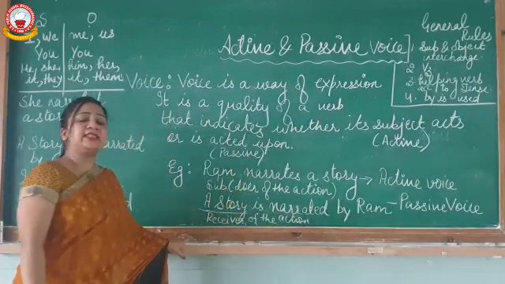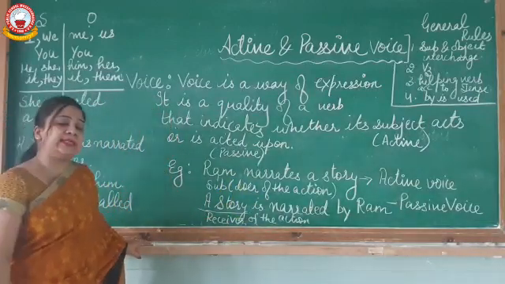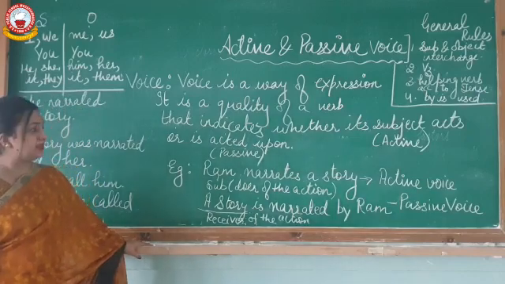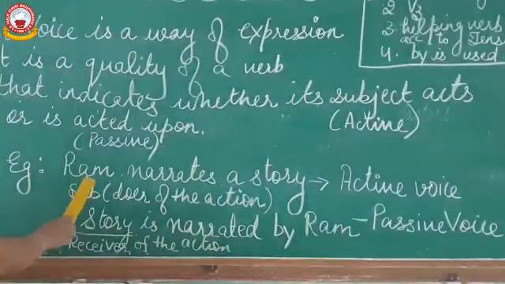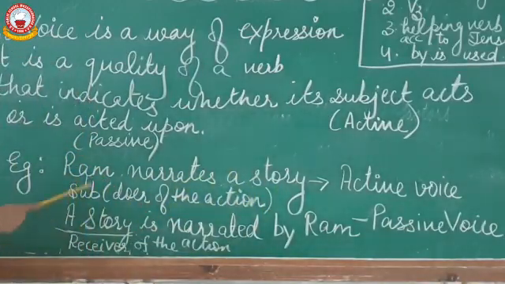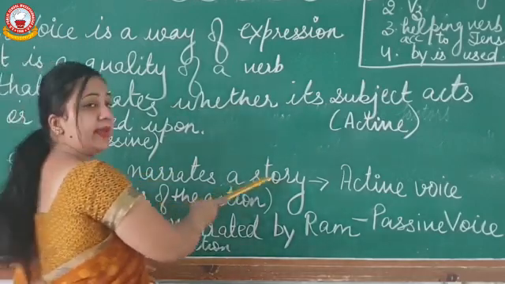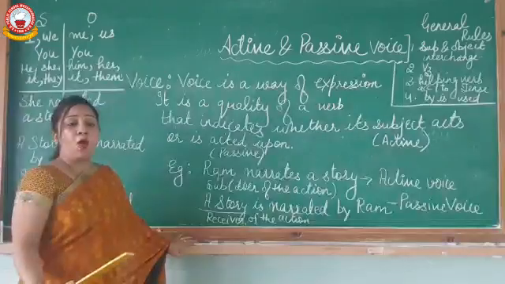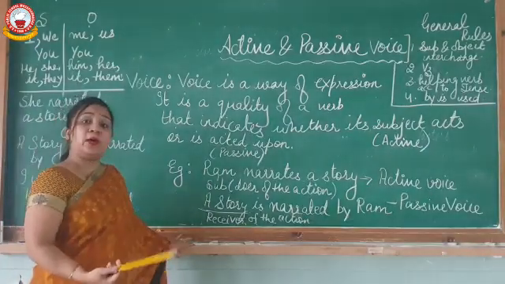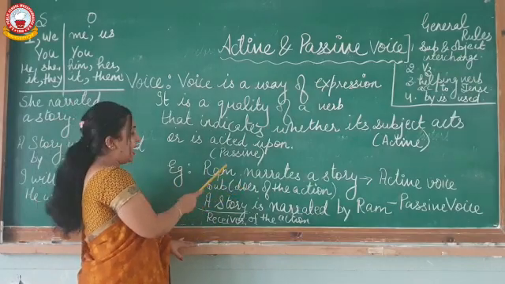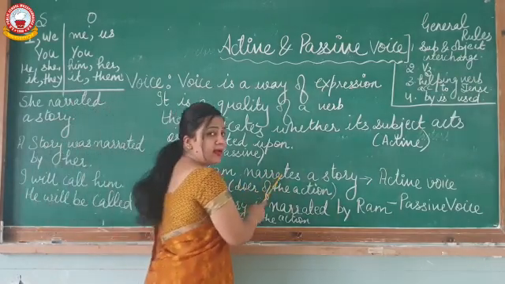There are two ways to describe or express any sentence. They are active voice and passive voice. Let's see this example. Ram narrates a story. Now student, in this sentence, Ram is your subject, narrates is your verb, a story is your object. Now here, who is narrating a story? Or what action is being done and who is doing this action? Here Ram is the doer of the action as he is the one who is narrating a story.